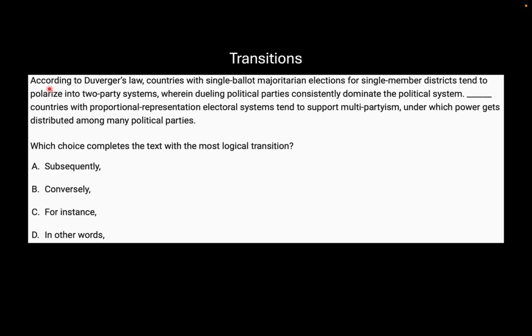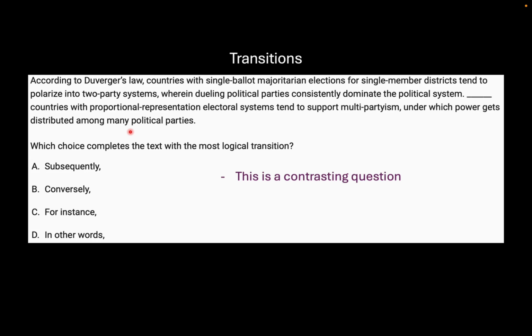Last question about transitions. According to Duverger's law, countries with single ballot majoritarian elections for single member districts tend to polarize into two-party systems, wherein dueling political parties consistently dominate the political system. Countries with proportional representation electoral systems tend to support multipartyism, under which power gets distributed among many political parties.